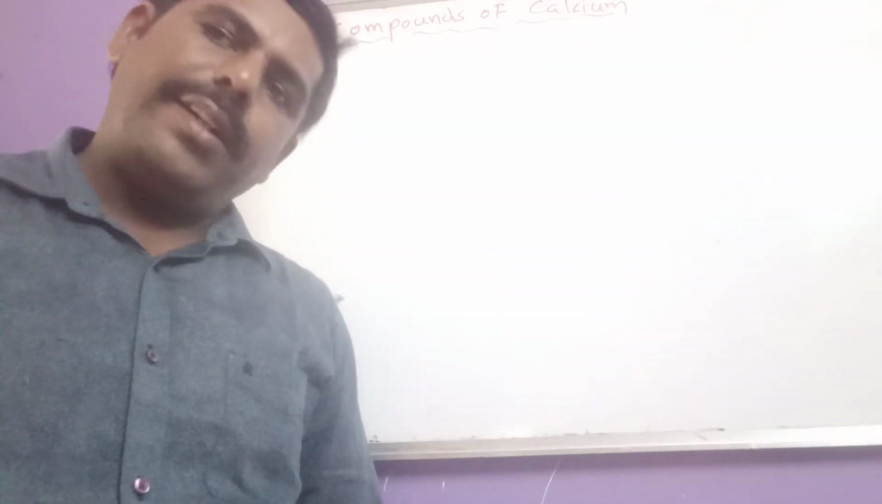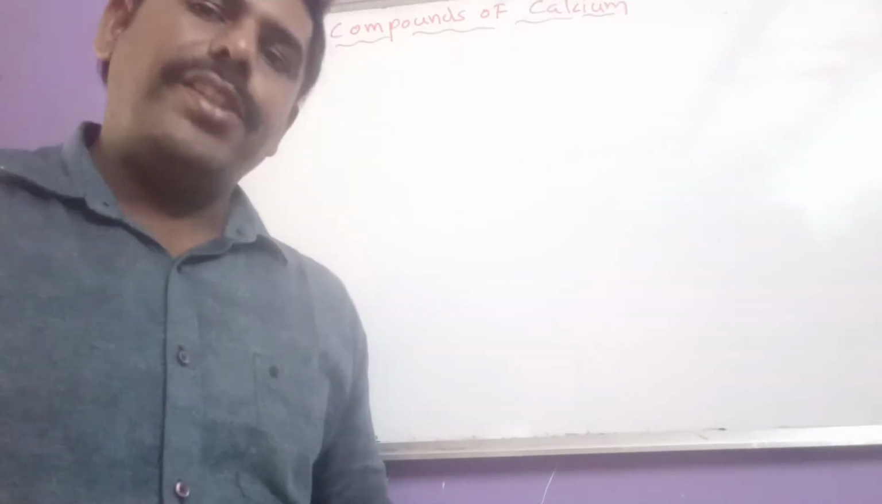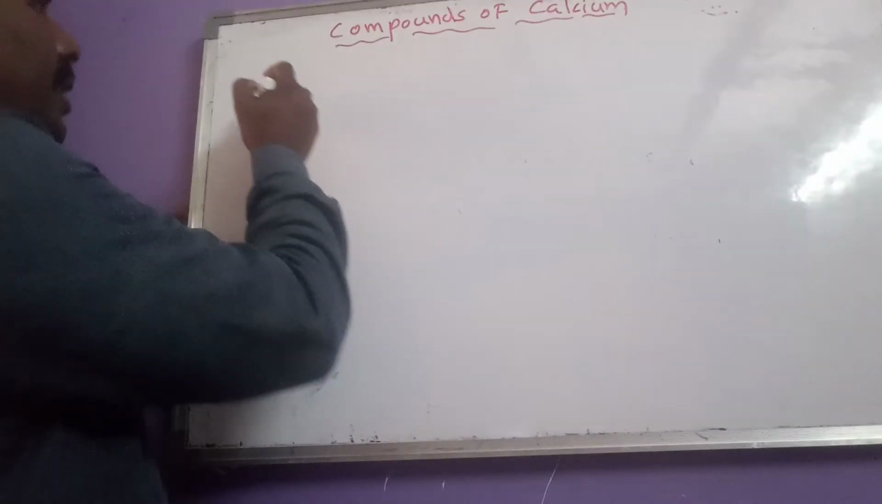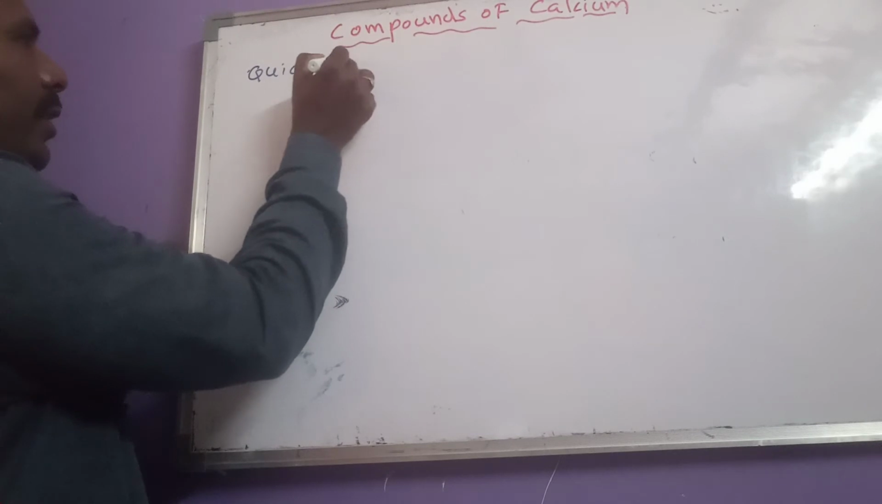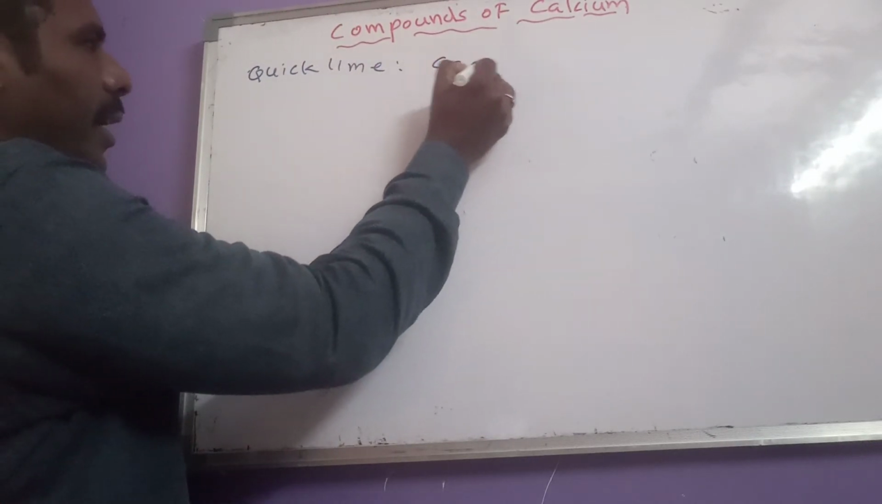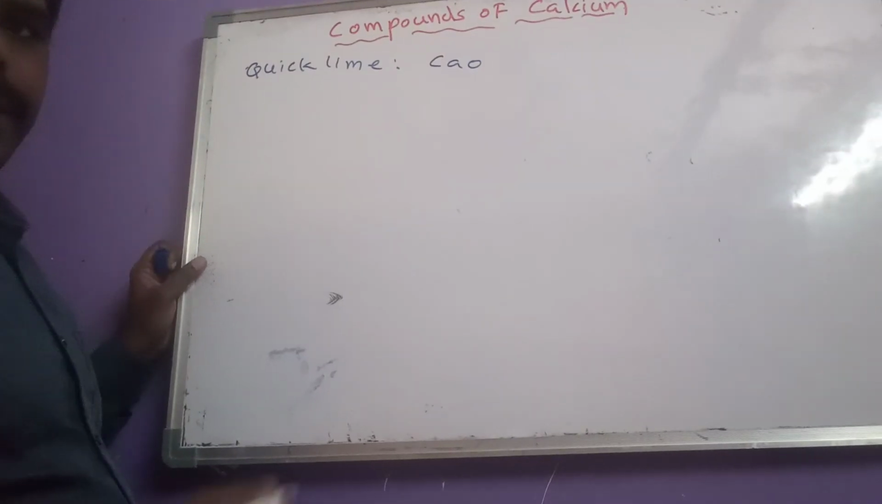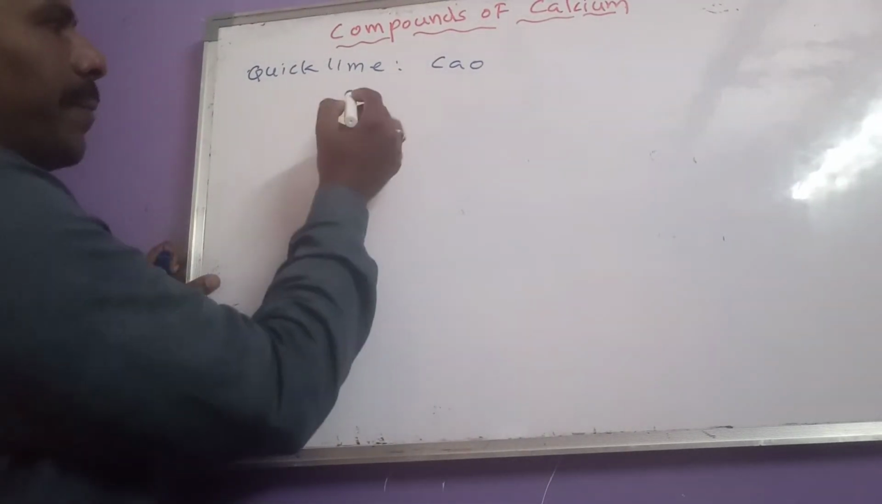Hello to everyone. In this video, let us discuss compounds of calcium. In that, the first one is quicklime. What is quicklime? Its chemical name is calcium oxide. CaO is known as quicklime. How can we prepare that?